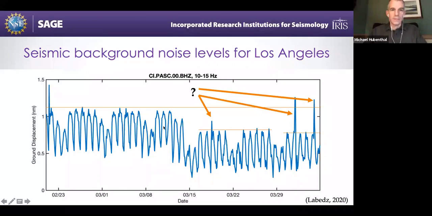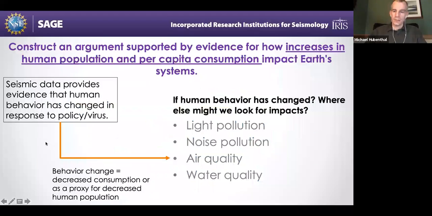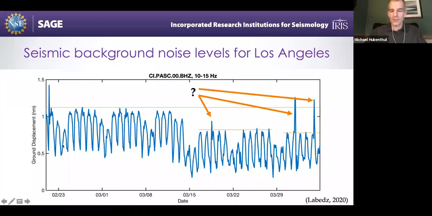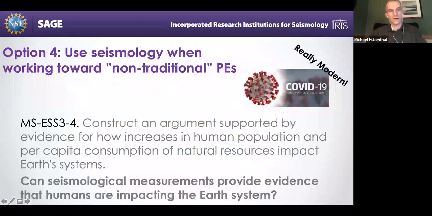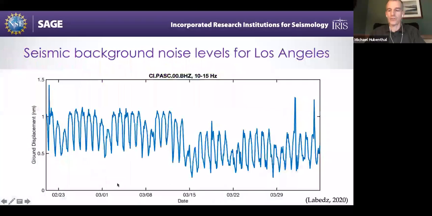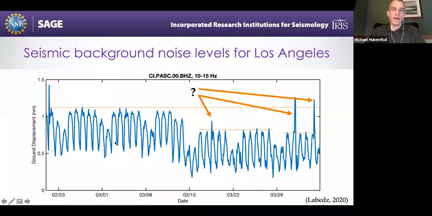So let's move forward to the next slide here. When we think about this in terms of the standard that we wanted to address, I'm going to go back. We're asking, can we construct an argument supported by evidence for how increases in human population and per capita consumption of natural resources impact Earth systems? I think the question that I get when I think about this is, okay, so how does this seismic noise impact Earth systems? Is there something going on here?